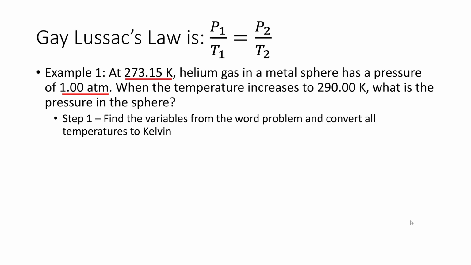So in this case, we're going to say that the temperature, 273.15, is T1, and the pressure, pressure 1, is 1.00 atmospheres.